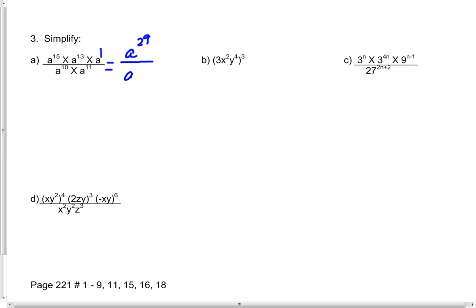On the bottom, keep the base, add the exponents, 21. My rule for division, when I have the same base, is keep the base, subtract the exponents, a to the 8.